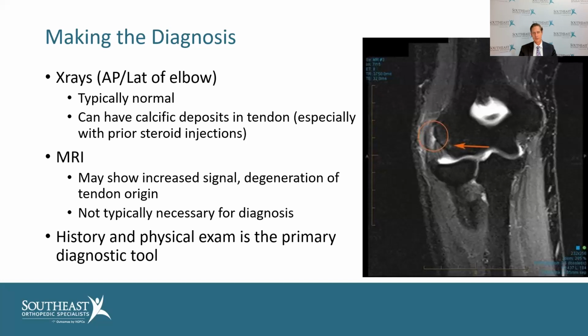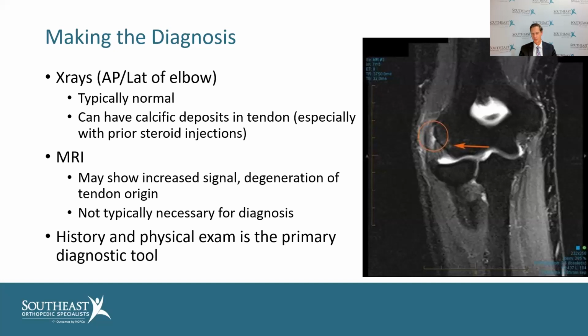MRI is frequently ordered by folks before they get referred to me. The patients will see their primary care doctor, or another doctor, and they say, oh, look, you've got an elbow pain, let's get an MRI. In general, they are not that helpful. And I sort of tease patients: if you tell me the name of the radiologist and you have elbow pain, I'll tell you what the MRI is going to say. They're very typical findings.